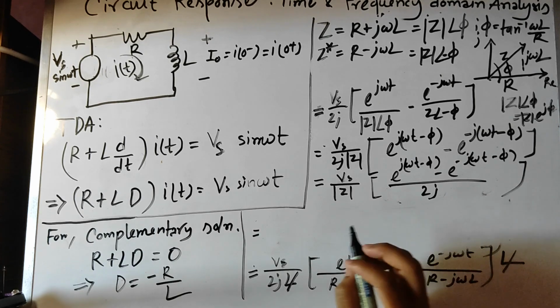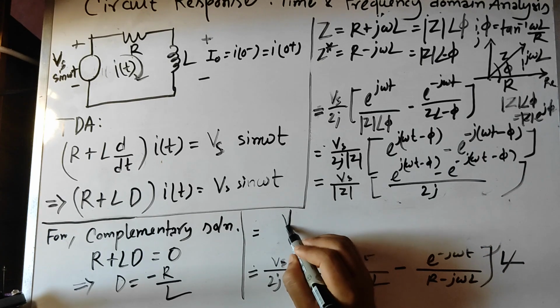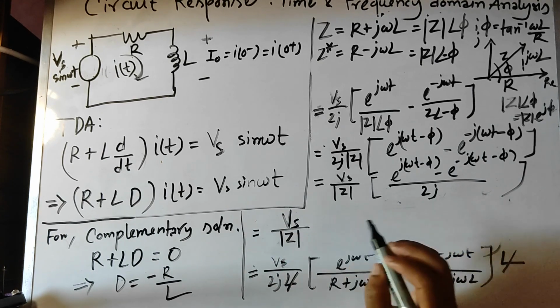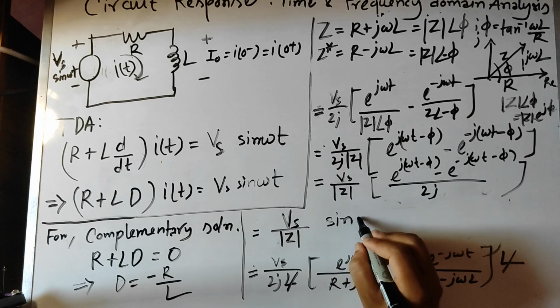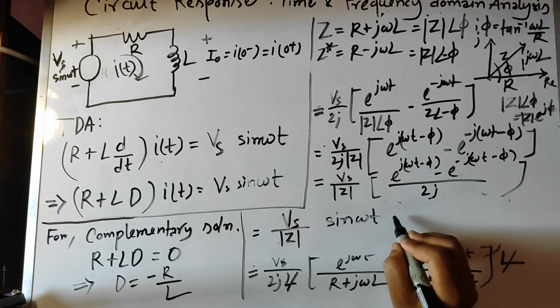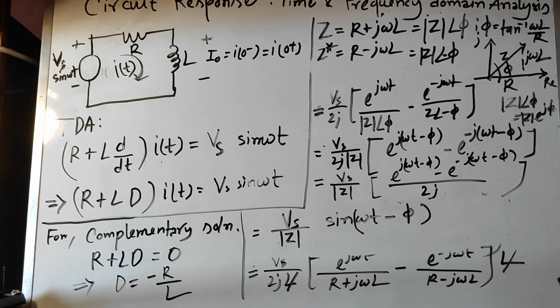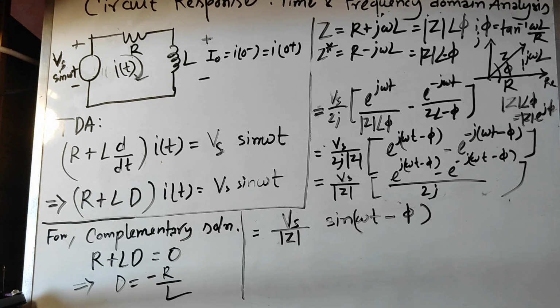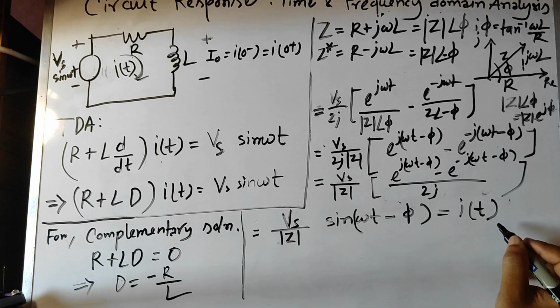Now it has become obvious that this will give v is by z sine omega t minus phi, and this is the answer. So this is the particular integral for the RL circuit, for the RL response.